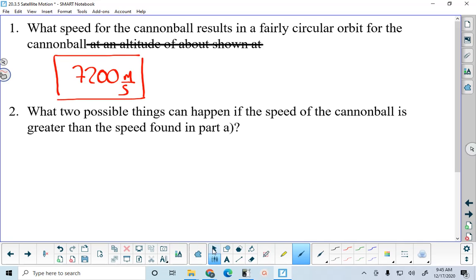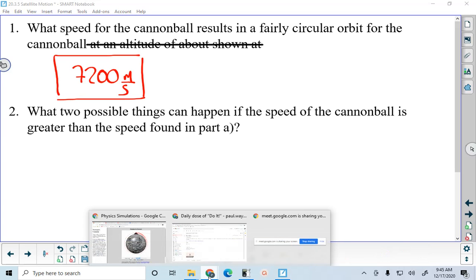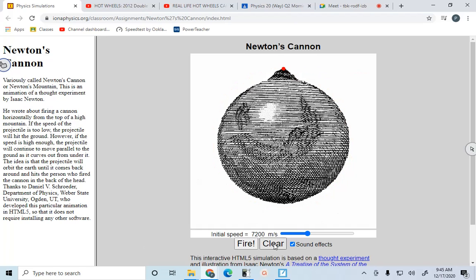Now, what two possible things can happen if the speed is greater? I mean, we know what happens if the speed is smaller, right? If the speed is smaller, the cannonball lands on the surface of the Earth. Well, we have seen what happens if the speed is too great. If the speed is too great, it's possible that the cannonball leaves Earth's orbit and never comes back. But I want to show you that something else can happen.